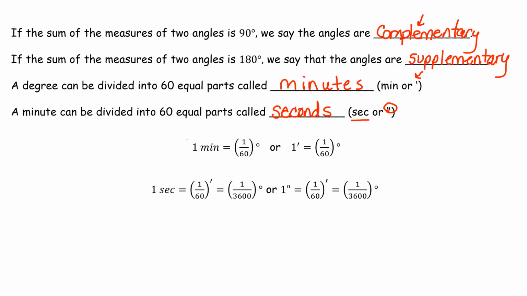All right. So 1 minute is 1/60th of a degree, or you can write it 1 minute with the little apostrophe is equal to 1/60th of a degree. 1 second is 1/60th of a minute, or 1/3600th of a degree. Or you could write 1 with the little double apostrophe, and that equals 1/60th of a minute, or 1/3600th of a degree.